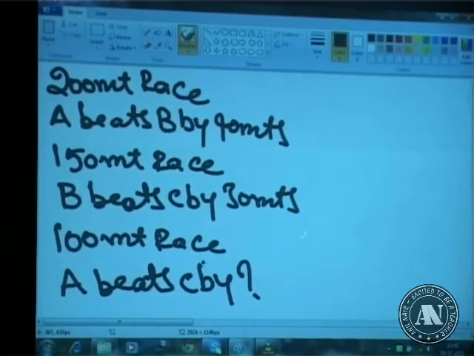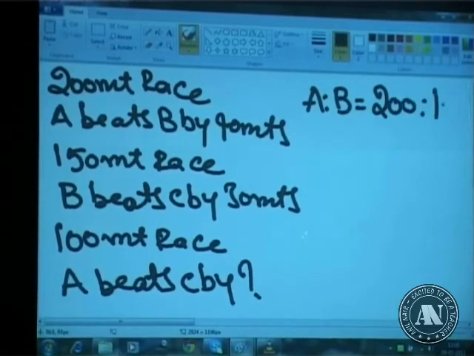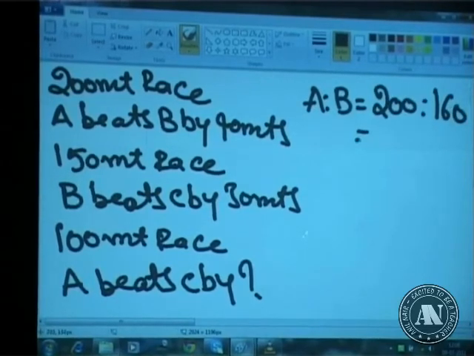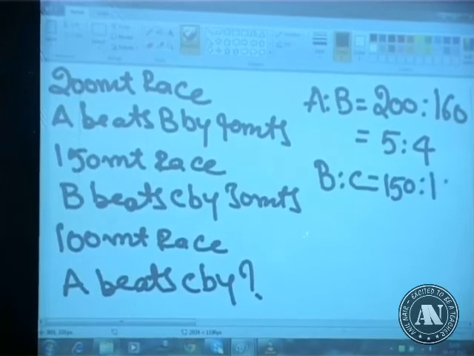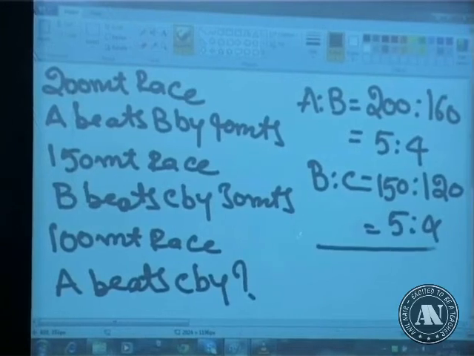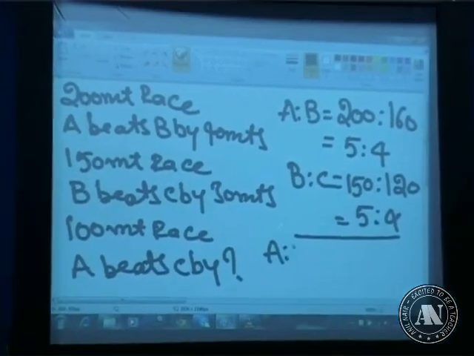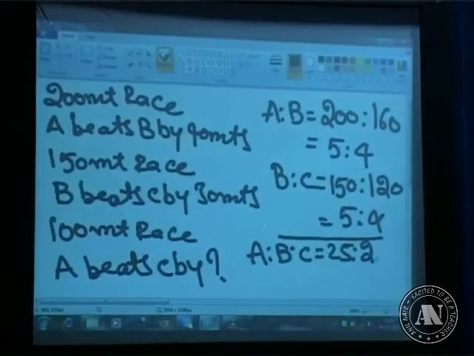The answer is 36. Those who understood, please go ahead and solve. A beats B. That means if A runs 200, B will run only 160. Agreed? So this will become 5:4. B beats C. If B runs 150, C will run only 120. That is 5:4 again. A is to B is to C will become 25:20:16.